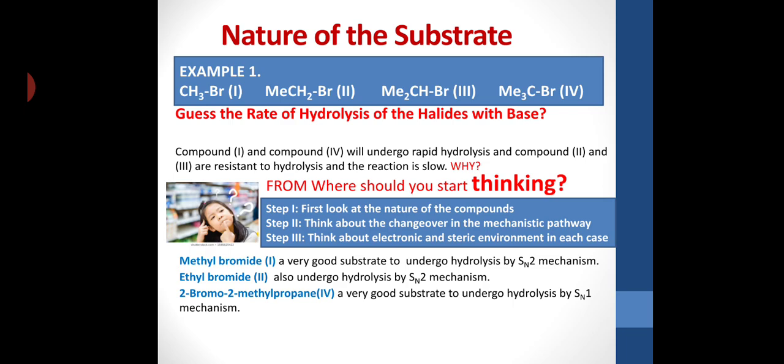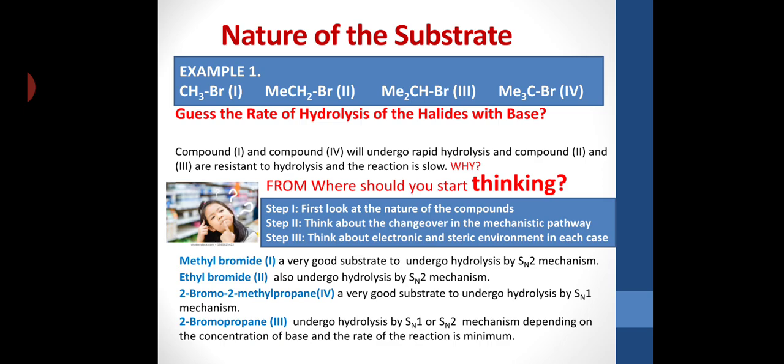2-bromo-2-methyl propane, that is compound 4, is a very good substrate to undergo hydrolysis via SN1 mechanism as it is a tertiary halide. Compound 3, 2-bromopropane, can undergo hydrolysis both by SN1 and SN2 mechanism, and the rate of reaction is minimum in this case. Now let's have a look at steric and electronic factors operating in this molecule.